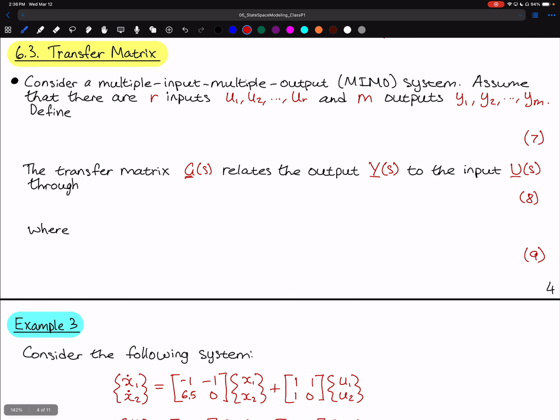Okay, so we're going to consider a multiple input, multiple output system, or what's known as a MIMO system. We're going to assume that there are R inputs, so U1 up to UR. We're going to assume that there are M outputs from Y1 up to YM. We'll define our input vector U as simply the vector U1, U2 up to UR, transposed. And then we'll define our output vector Y as the collection of all of our outputs, Y1, Y2, up to YM.